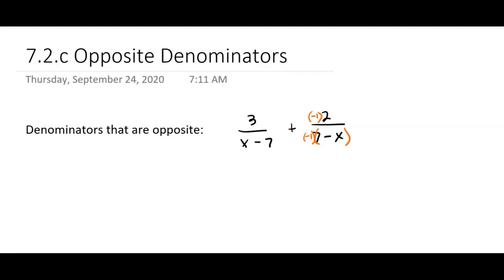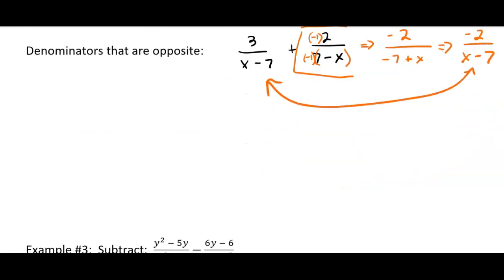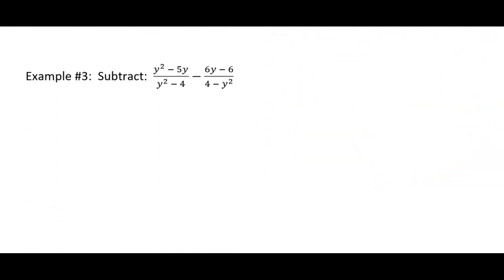So what's going to happen, just on this part right here, I'm going to get a -2 in the numerator, but then I'd have a -7 plus x, but then I can switch that around so that I'll still have a -2 in the numerator, but then this will be x minus 7. And now the denominators are the same. So that's the concept we're going to use. When we have one of our factors that's the opposite of the other factor, we're going to multiply both the numerator and denominator by -1.